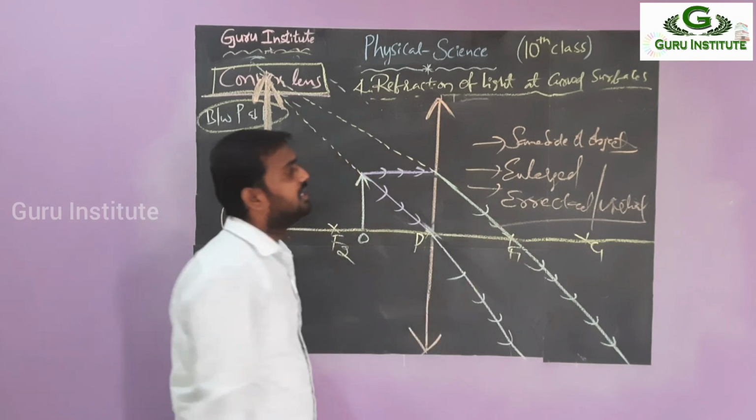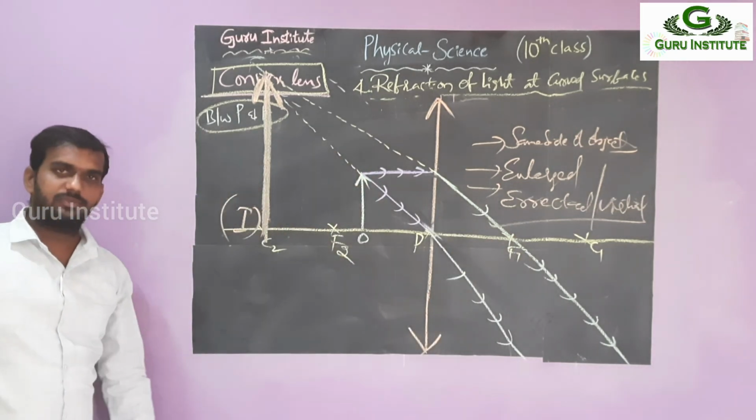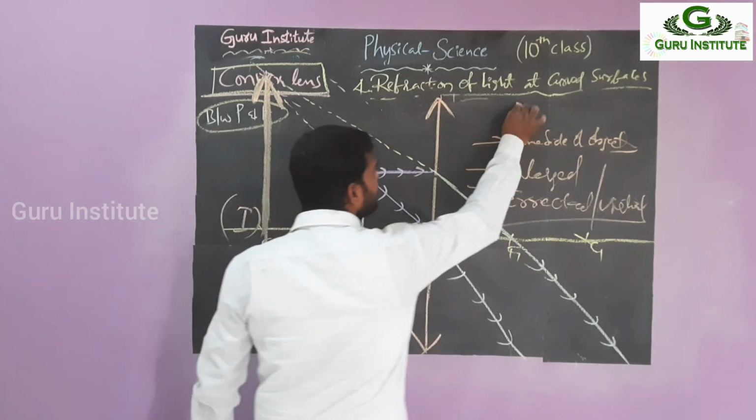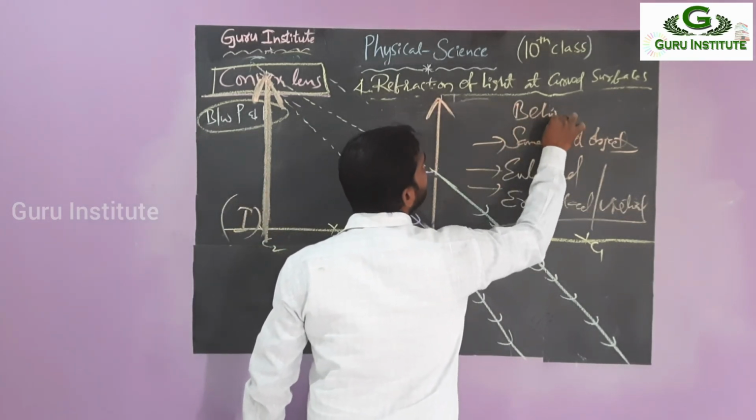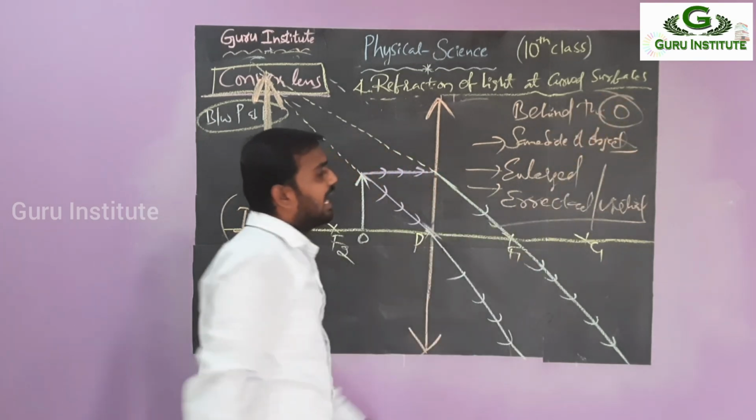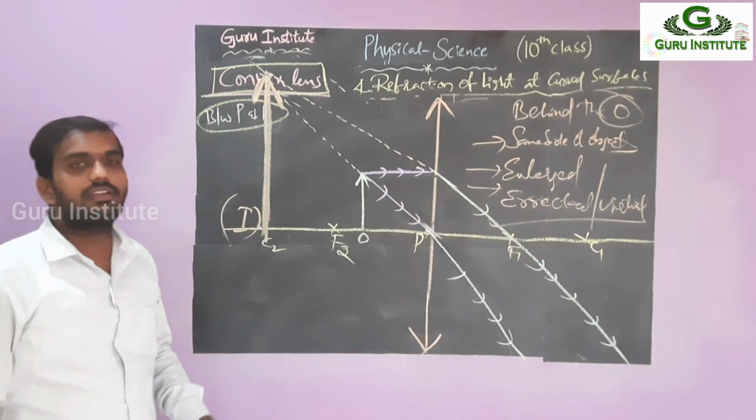So three points, just see here: same side of the object or beyond the object, behind the object. Okay, right? So next, enlarged image and it's erected, so virtual image.